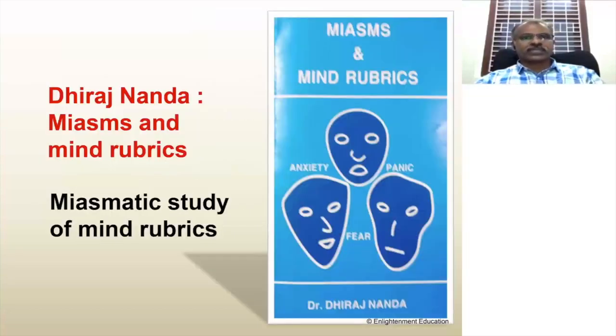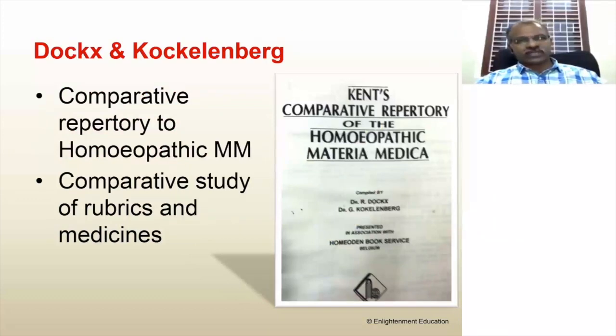And second book, Miasm and Mind Rubrics by Dr. Neeraj Nanda. These are all available in India. And the third book, Dox and Kokelenberg. The name of the book is Comparative Repertory to the Homeopathic Materia Medica.